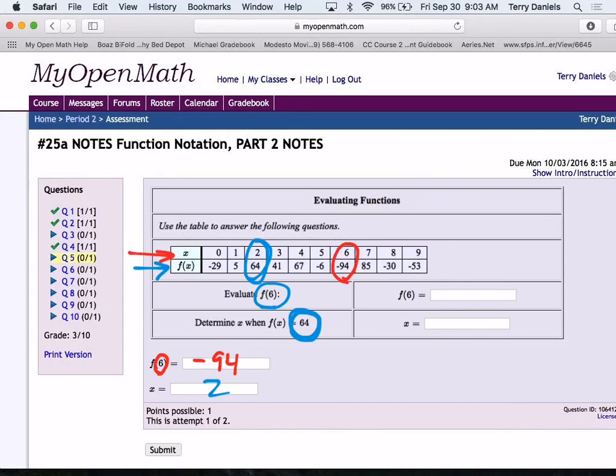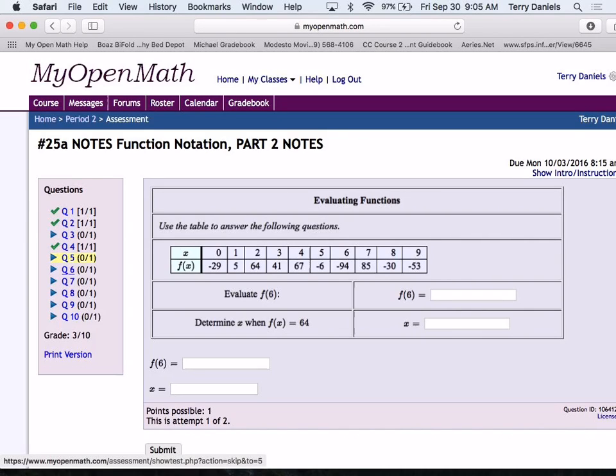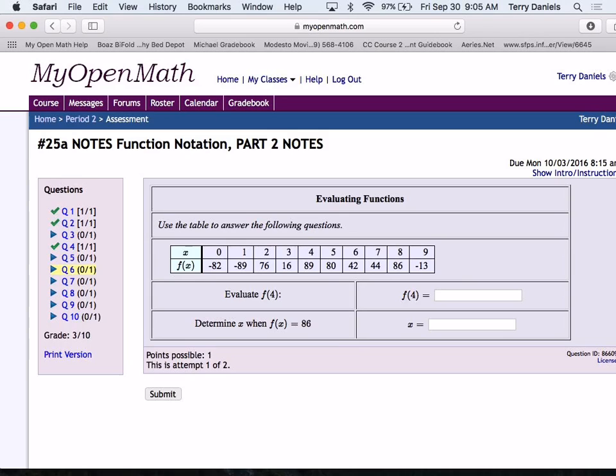Okay, so let's take a look at the next problem, which is number 6. And your number 6 is the same as mine. So first problem, when the input is 4, remember, these are the input values. What is the output? Well, that would clearly be 89. And then, if I give you the output being 86, that would be right down here. When the output is 86, the input is 8. So 89 and 8.